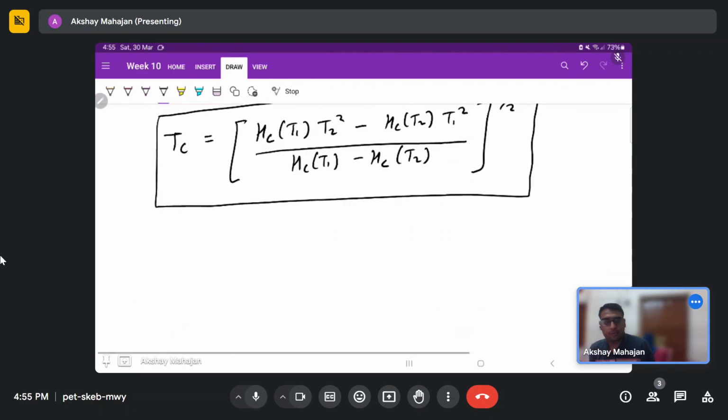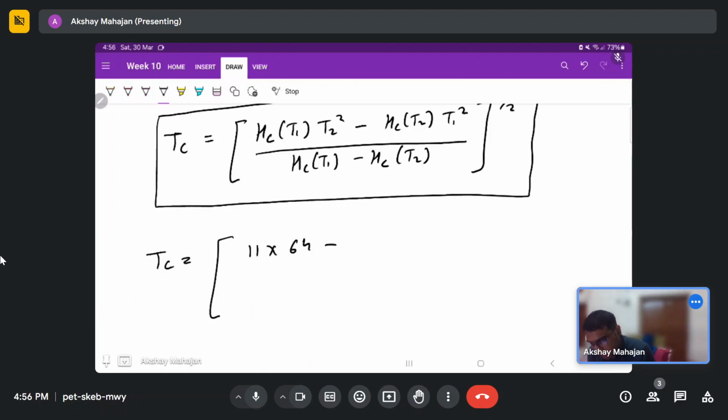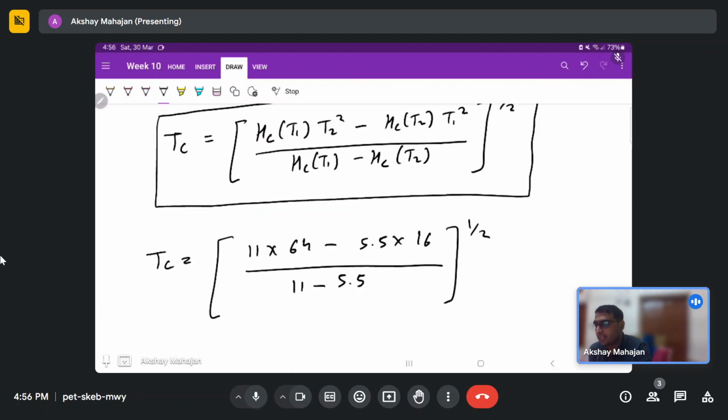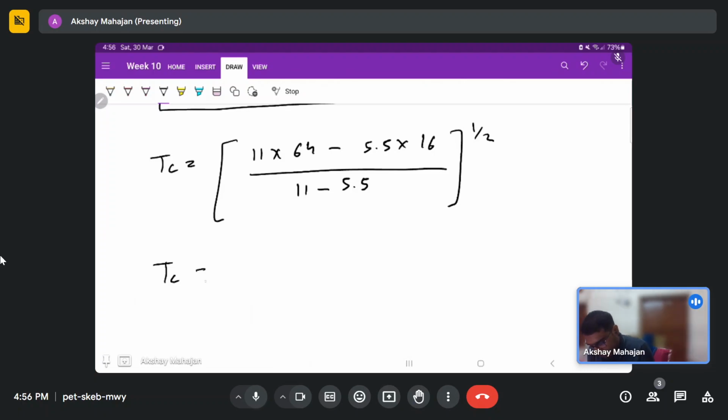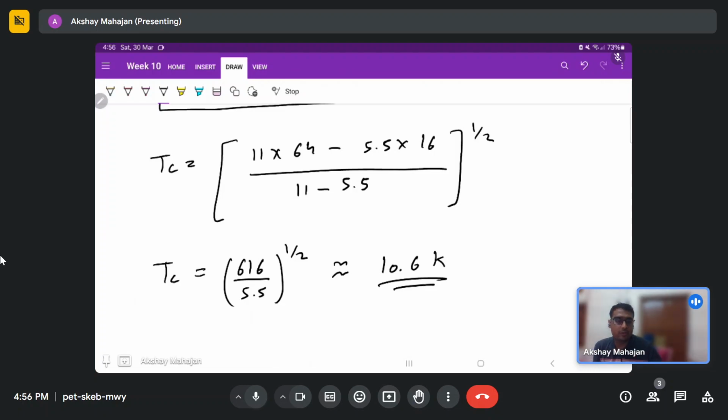Now we just have to put in the values. Hc(T1) was 11 and T2 was 8, so it will be 64. Hc(T2) was 5.5 and T1 was 4, it will be 16, divided by 11 minus 5.5, to the power 1 by 2. So if you just calculate it, TC will come as 616 divided by 5.5 to the power 1 by 2, which is approximately 10.6 Kelvin. So this will be our critical temperature.